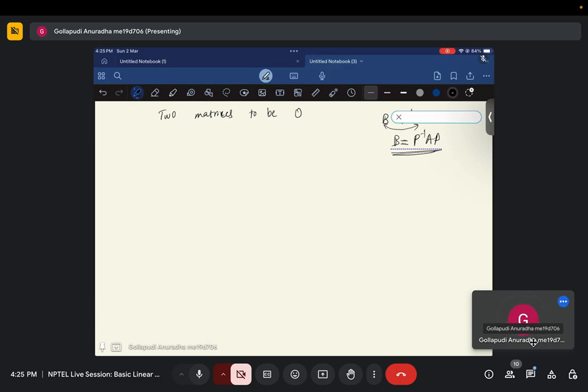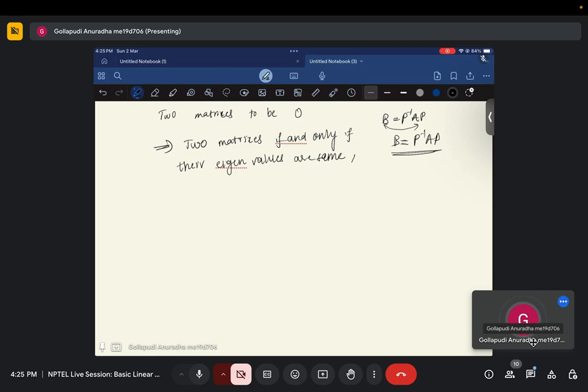So using this, can we really solve? Okay, so one more thing to say is that two matrices are similar if and only if their eigenvalues are the same. Not just this, it's also with the same multiplicity.